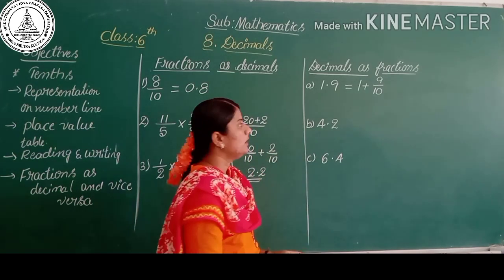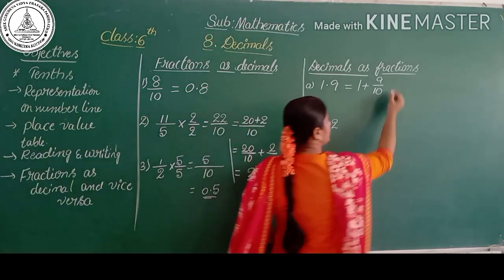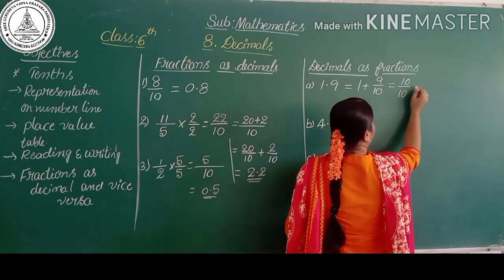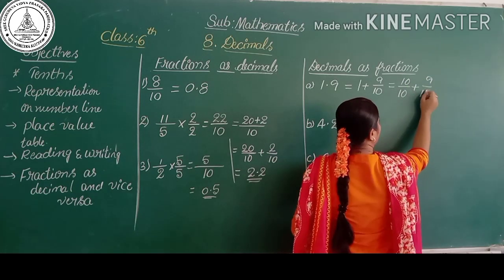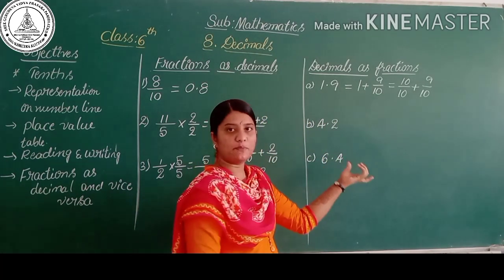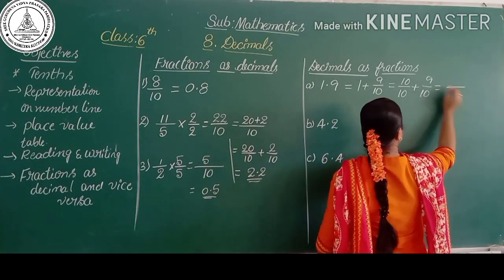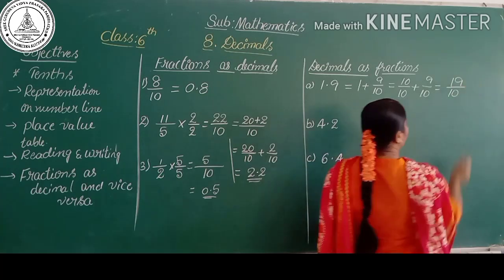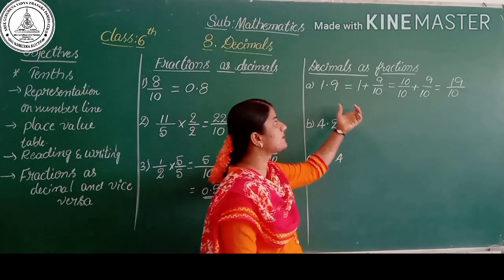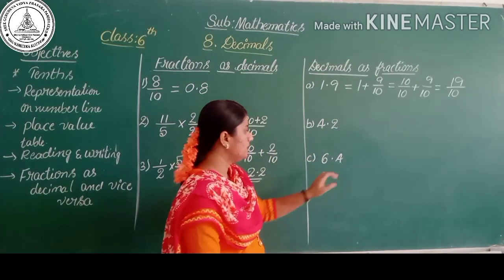Now I will write 1 as 10 by 10, so it is equal to 10 by 10 plus 9 by 10. We can write it with 10 as the LCM: 10 plus 9 is 19, so 19 by 10. So it is in fractional form. Like this we have to convert decimals to fractions. Then similarly we do the second one, the third one.